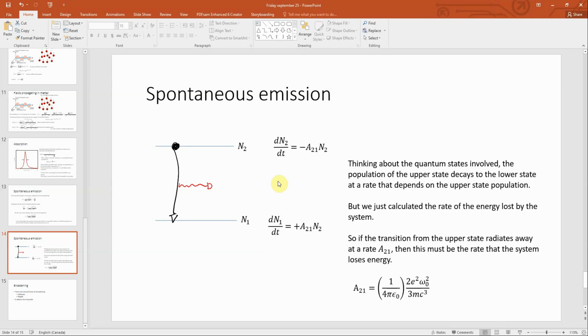Okay, so that's the rate of spontaneous emission. What I'm trying to do here is link up this classical model that we've come up with for the driven damped harmonic oscillator and recognize that it's giving us the information on how fast things are absorbed or emitted from these states as they go from an upper state down to a lower state, or from a lower state to an upper state.